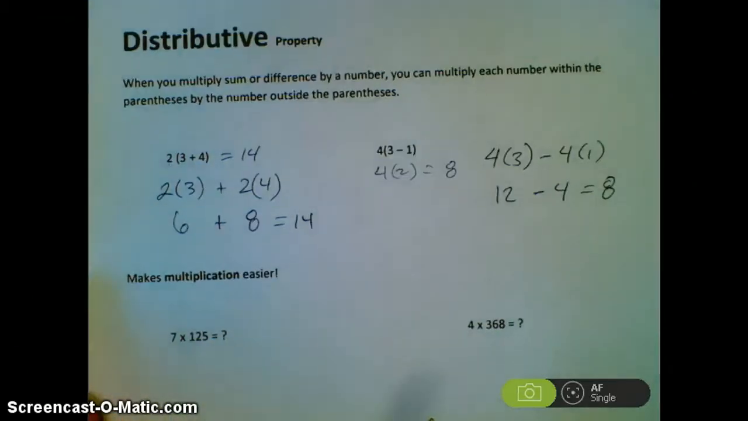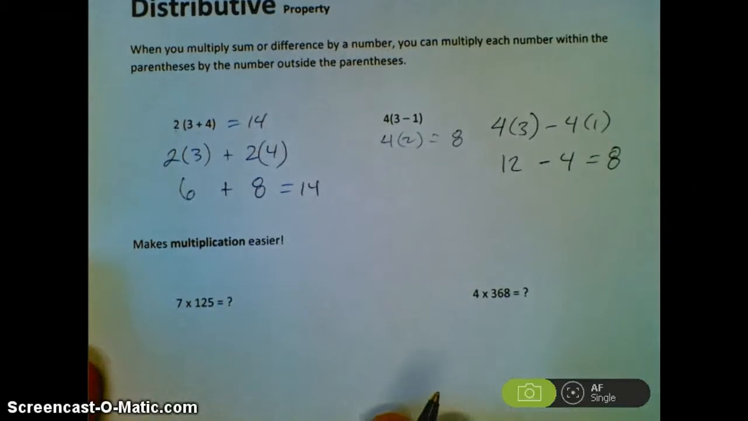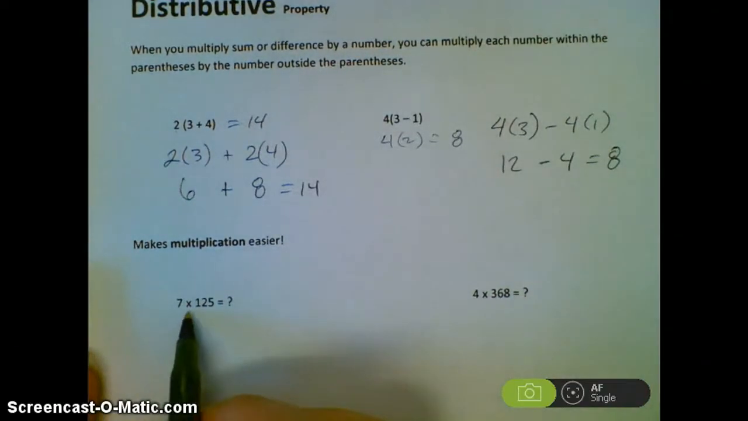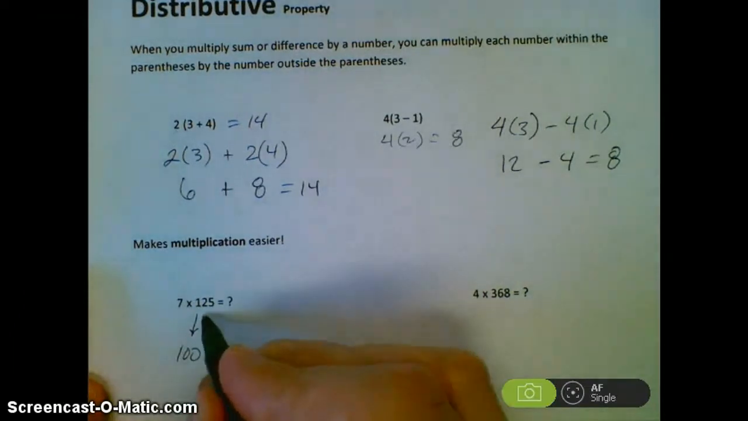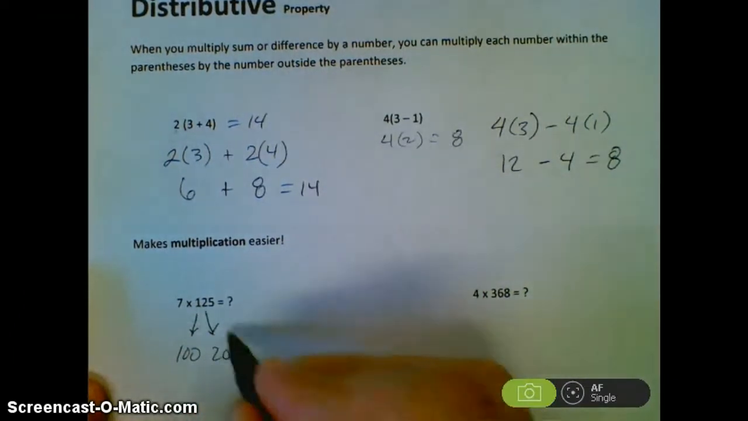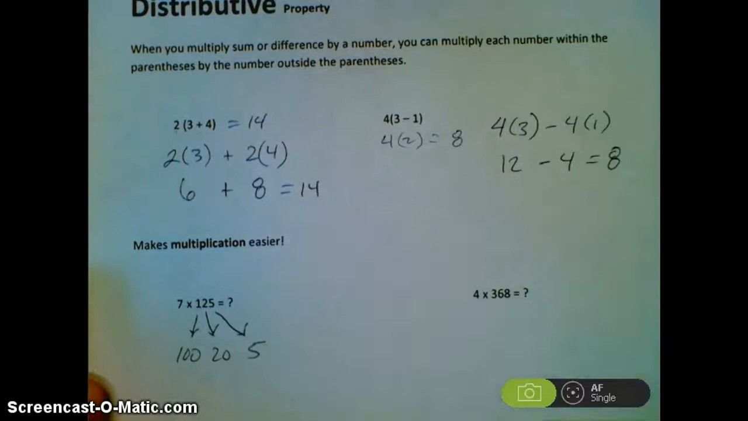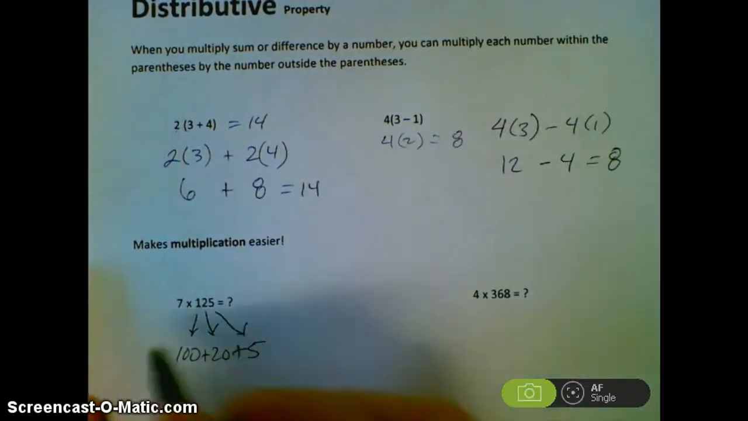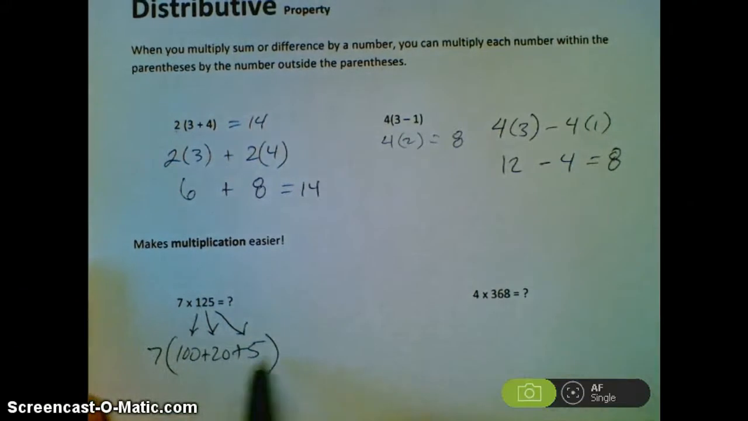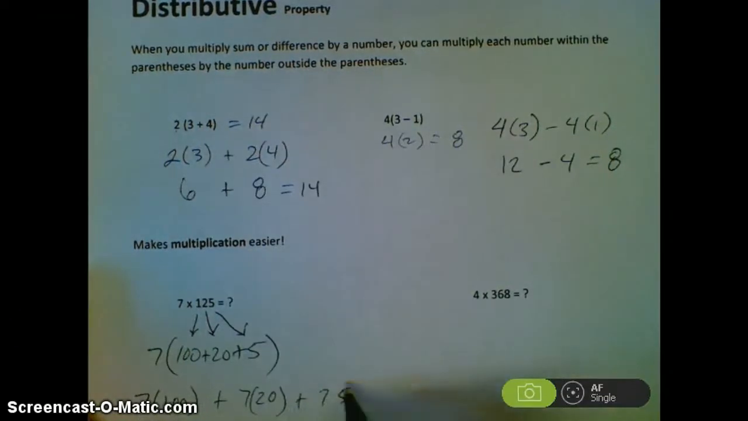The cool thing about the distributive property is that it makes multiplication easier. Instead of trying to multiply 7 times 125, I can break this up into its place value parts. 125 is equal to 100 plus 20 plus 5. So I can multiply each of those by 7. I can take 7 times 100 plus 7 times 20 plus 7 times 5.